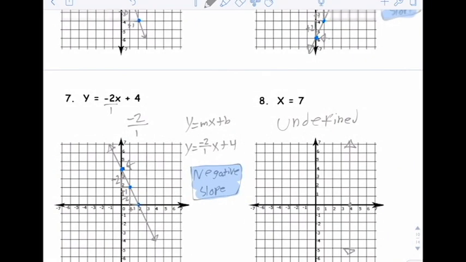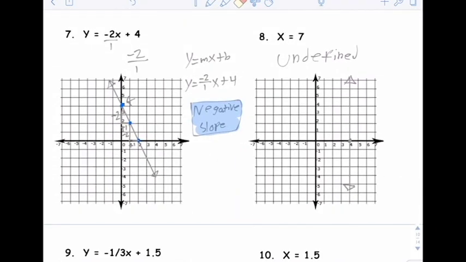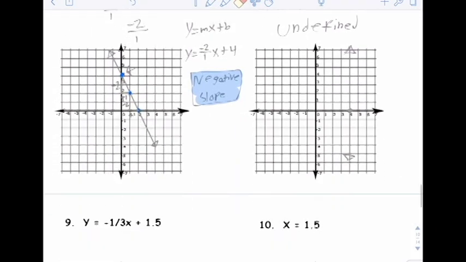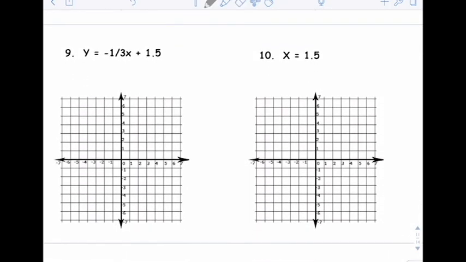All right. So anything like x equals 7 or x equals 1.5 or anything like that would leave you with an undefined slope. All right. Number 9, I'll go ahead and do this one.